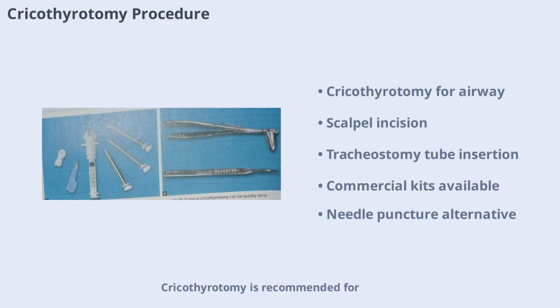Cricothyrotomy is recommended for establishing airway patency in emergencies, as it has fewer complications than tracheostomy. The procedure involves making an opening in the cricothyroid membrane with a scalpel, followed by insertion of a tracheostomy or endotracheal tube. Commercial cricothyrotomy kits are available and should be kept in the emergency kit. Alternatively, a 13-gauge needle can be used to puncture the membrane. Once the airway is secured, the patient can be ventilated and stabilized before further management.